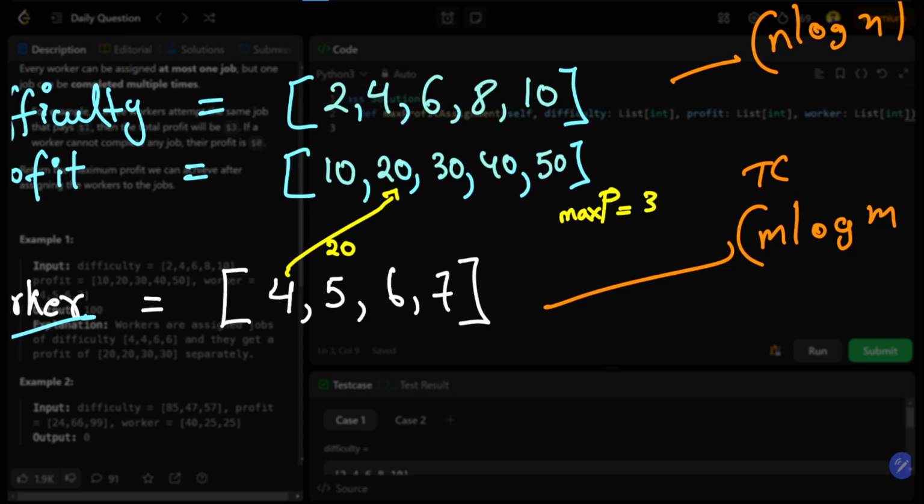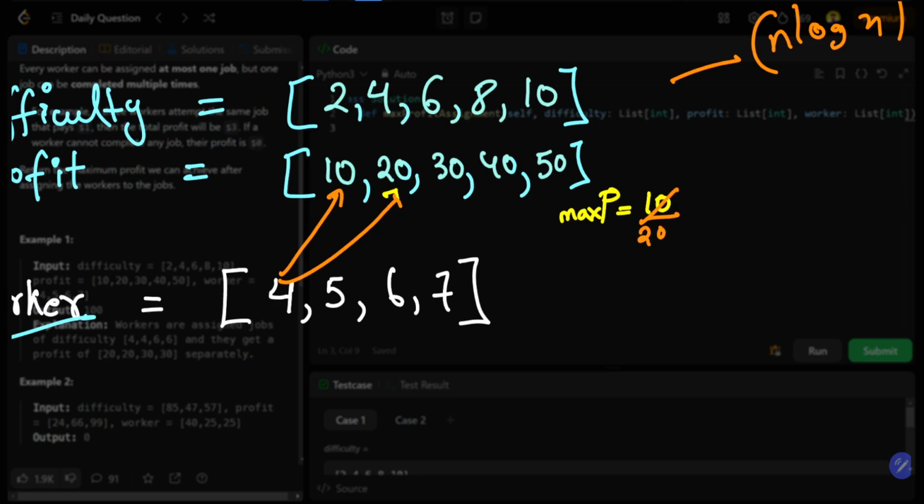So in a first go, it held 10. If I say it iterated over here and checked, it was 10. Again, it iterated because 4 can be done with this. So again, it was 20. So it was updated to 20. Now my profit is updated to 20, fine.